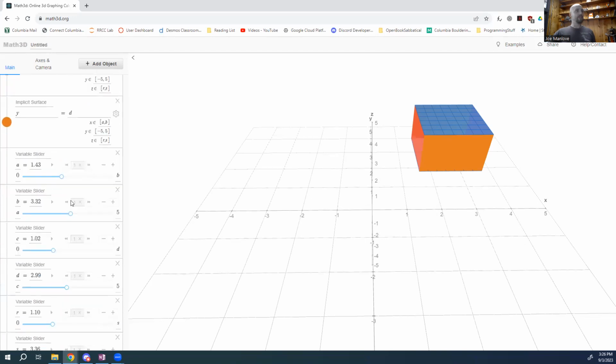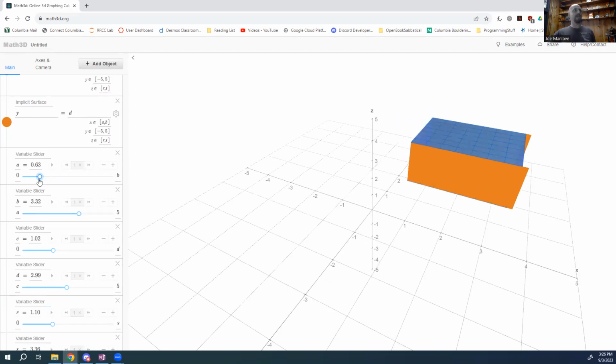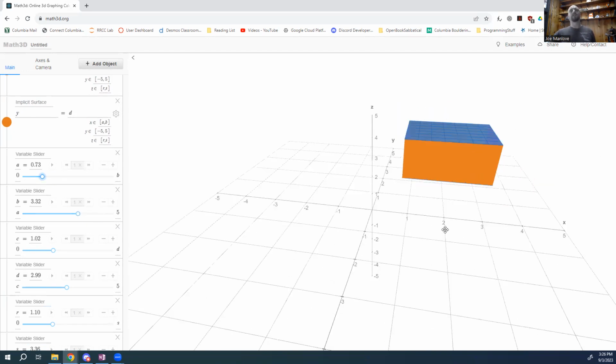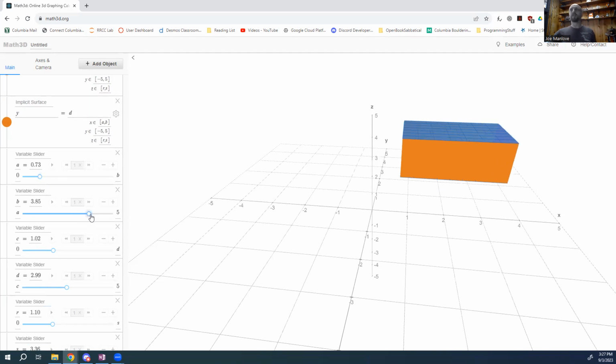I made this thing so you can play with the variable sliders, right? So we can make it wider. You'll notice some artifacting here. That's actually just artifacting. It's not supposed to be doing that. So we can make it wider or narrower. We're moving it around. We can squish it in the y direction, or we can make it wider in the y direction. As we move this thing around, we might get different answers for this, right?